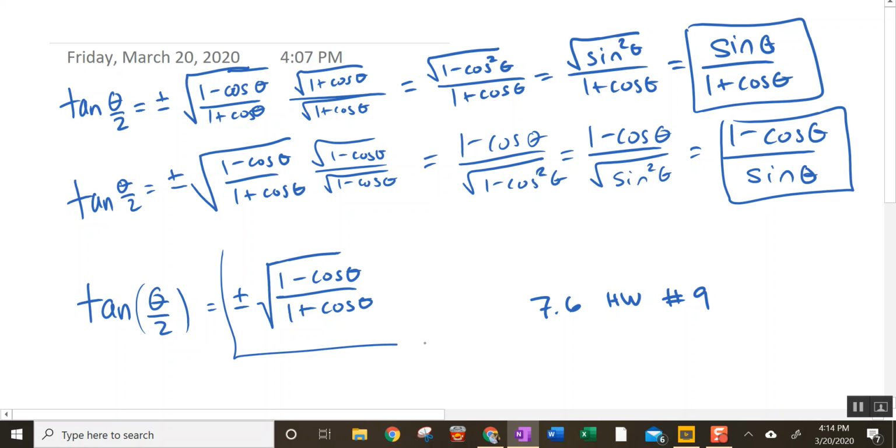So these are the three variations for the half angle identity for tangent. Please make sure you have these somewhere in your notes because you'll be able to use them on your Math Excel test coming up early next week.